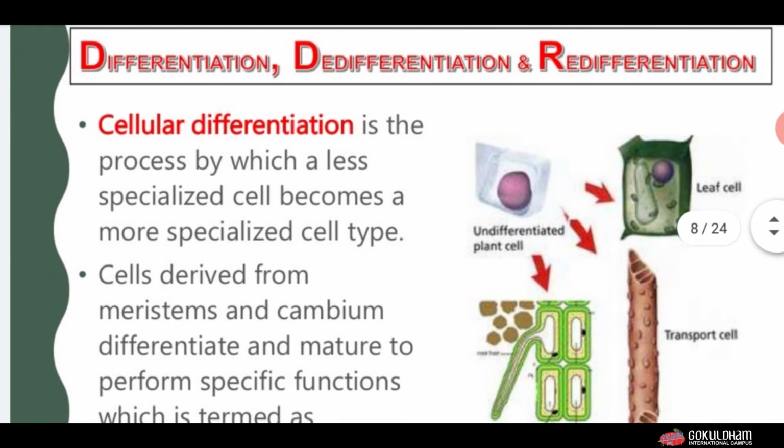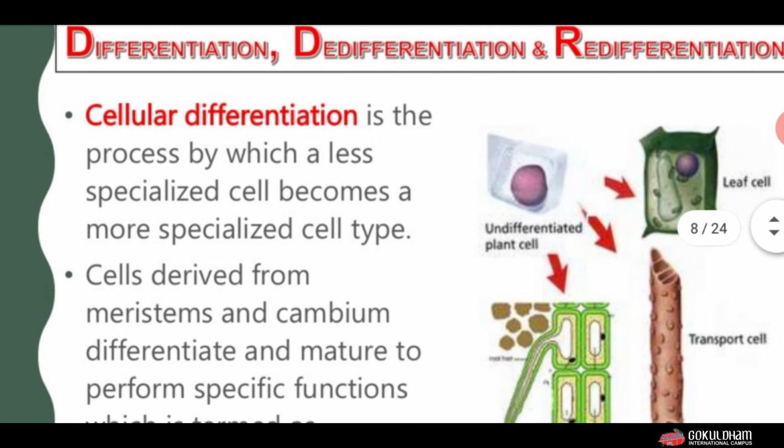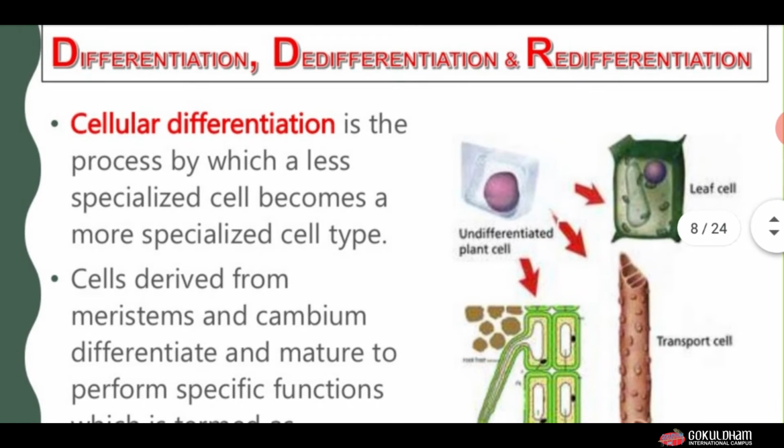Now let us see the next point: differentiation, dedifferentiation and redifferentiation. So let us see first of all differentiation. Cellular differentiation is the process by which a less specialized cell becomes a more specialized cell.